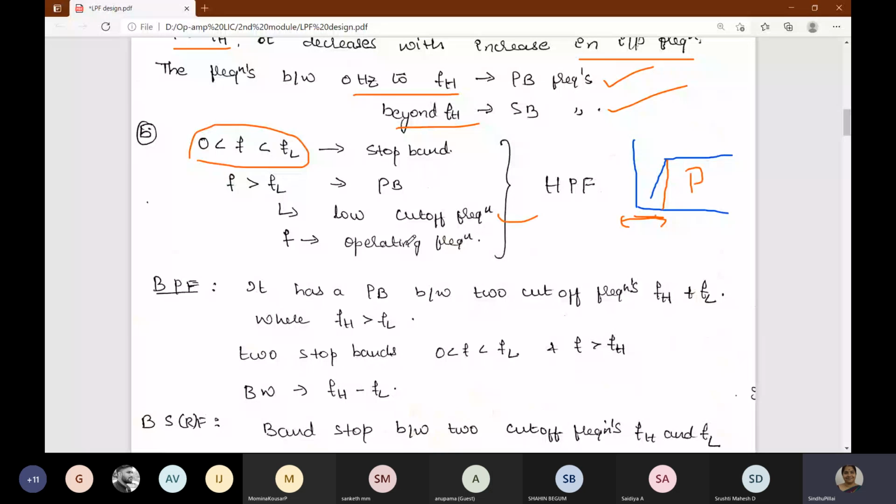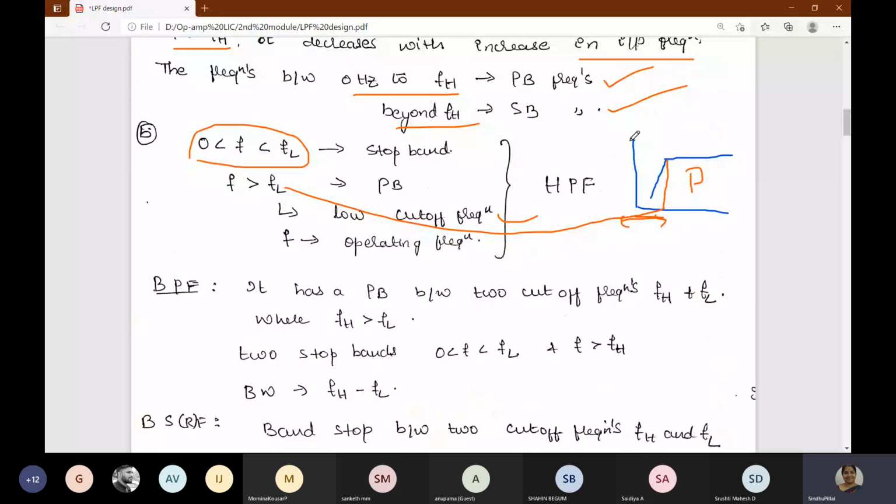FL is called the low cutoff frequency and F is the operating frequency. So this low cutoff frequency will be here, at this point. So it is frequency versus gain. This is about our low pass filter and high pass filter with their frequency response. On the Y axis we have gain and on the X axis we have frequency. Next we'll go on with the band pass filter.